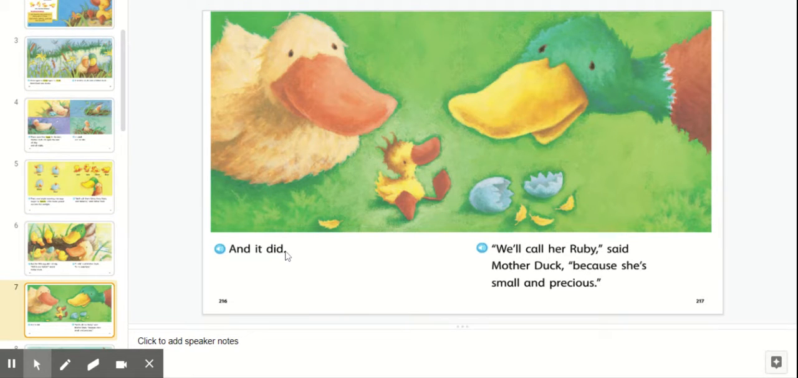And it did. We'll call her Ruby, said Mother Duck, because she's small and precious.